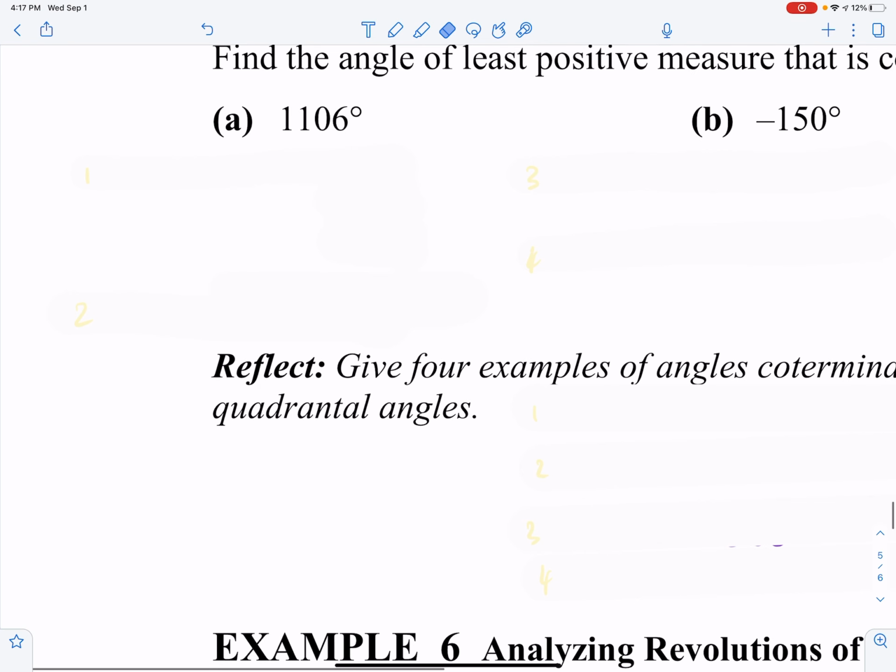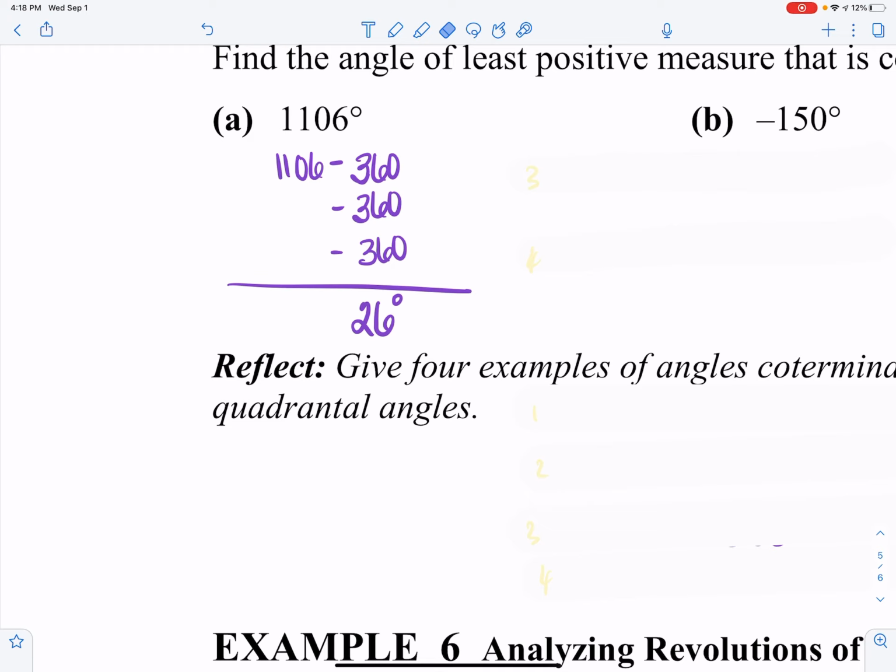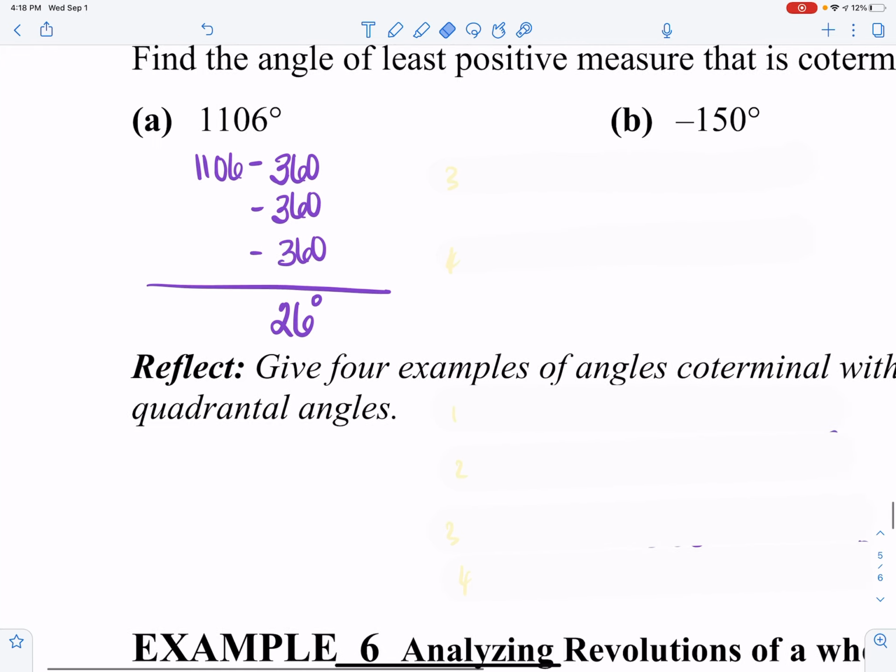All right, so 1,106 degrees. The first thing, in order to get the angle of least positive measure, is that I need to subtract whole entire circles, and a whole entire circle is worth 360 degrees. So I'm going to take 1106 and subtract 3 whole entire circles: subtract 360, subtract 360, subtract 360. When I do this, I get 26 degrees. So 1106 degrees is coterminal with 26 degrees.